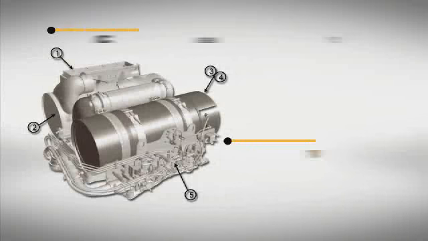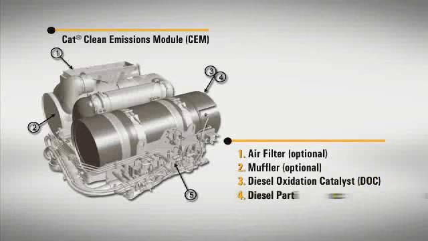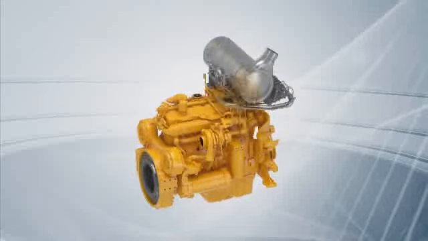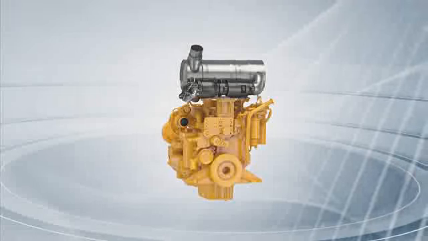The CAT Clean Emissions Module, or CEM, contains the aftertreatment canister and a combination of other components from the list shown, depending on the machine model. In many machine applications, the CEM mounts directly over the engine.